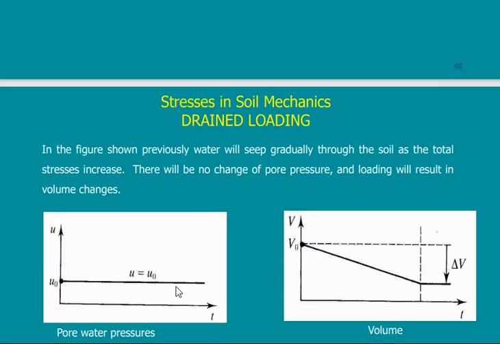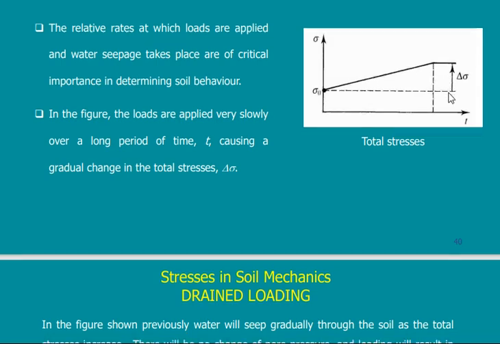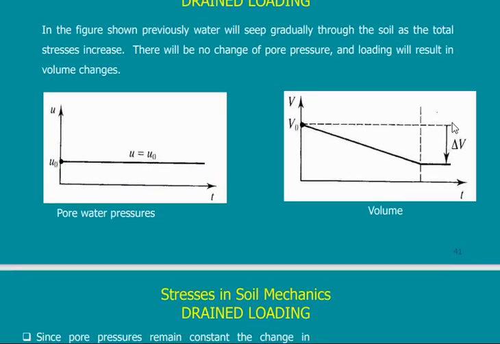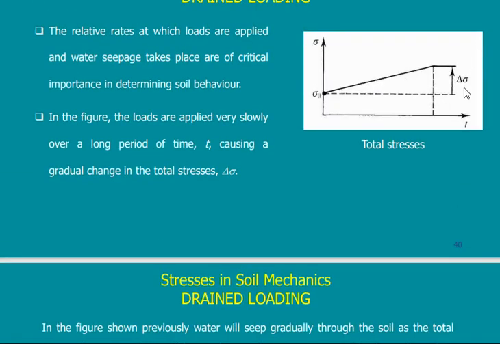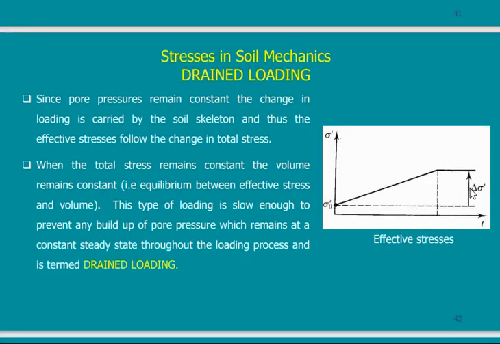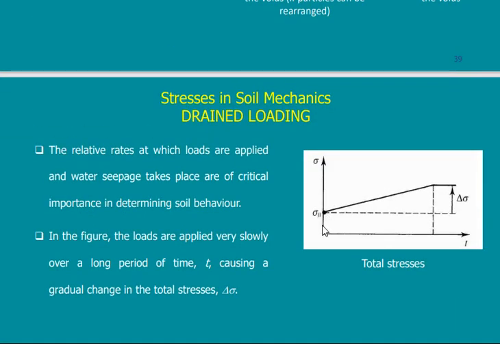So this line is a constant. What will happen is sigma naught, instead of being here, maybe it will be a little bit below, but the curve will stay as it is because water has no effect. So here you will find that it is exactly the same shape of this, and delta sigma here is equal to delta sigma dash here. But the difference is in the starting point. Instead of having the starting point here, it became a little bit low.